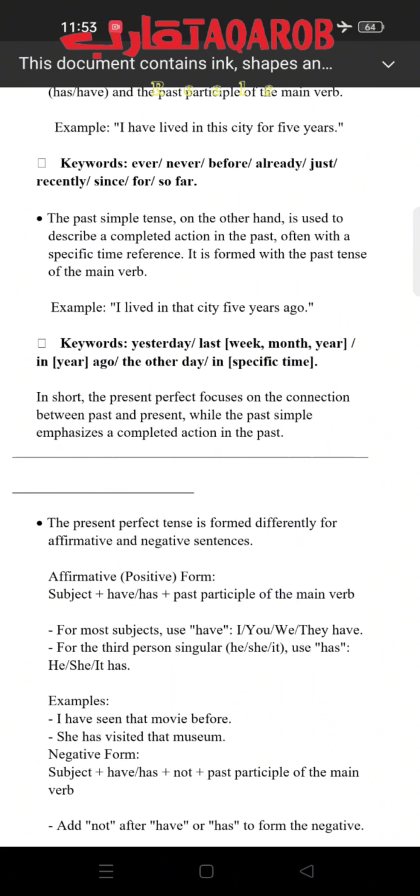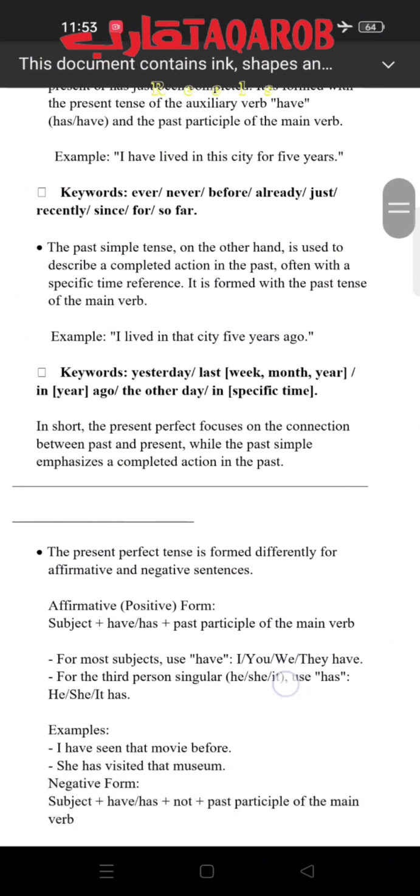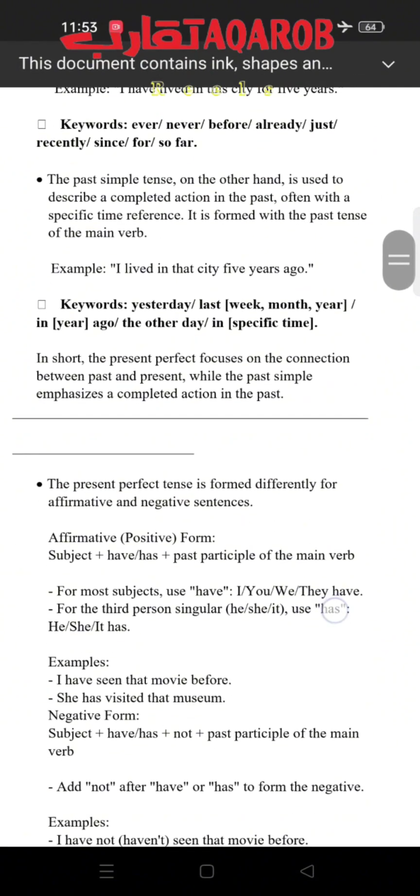For example, I have lived in this city for 5 years. The key words now. The key words of the present perfect tense are ever, never, before, already, just, recently, since, for, so far. Again, ever, never, before, already, just, recently, since, for, so far.